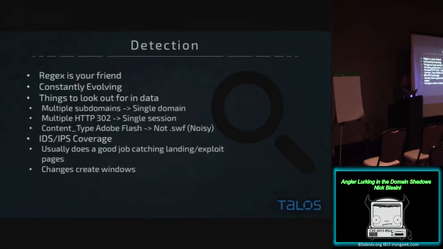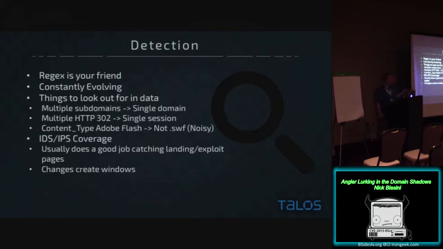I talked about domain shadowing. Looking for multiple subdomains under a single domain. But not just looking for that, looking for longer length strings. Angler doesn't always use long length strings in their subdomains, but most websites don't use long length subdomains at all. You see a lot of www. Mail. Forum. Stuff like that. You don't see a lot of 10, 12 character subdomains.